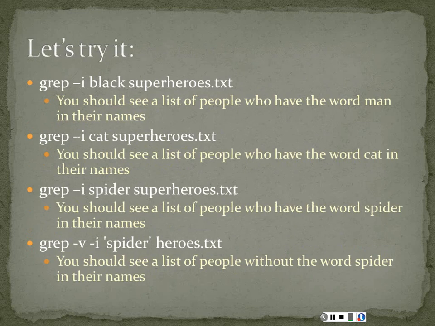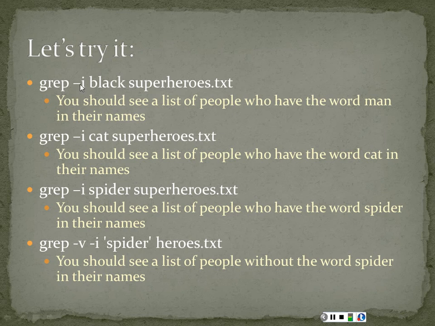So you can go ahead and let's try it, right? So we just did the first one, right? But I want you to go ahead and do the grep -i and search for people who have the word black in there, or search for the word cat, or search for the word spider. You can also do grep -v -i spider superheroes.txt, and you should see a list of people without the word spider in their name. So you can kind of see how all these things go, and again, you can just pump them out to a text file if you want to, or however you want to go about doing this, right?